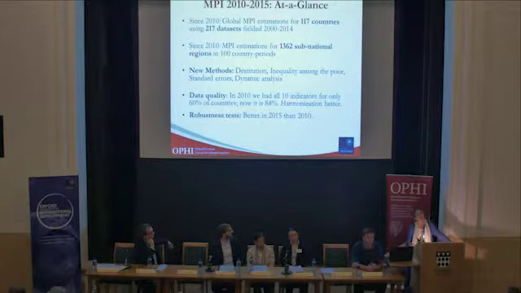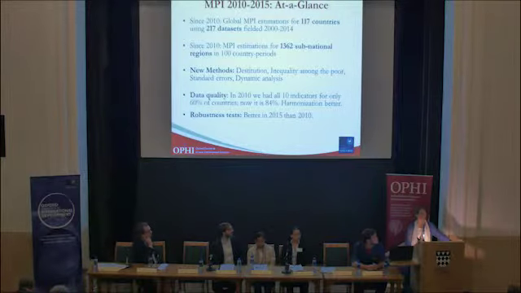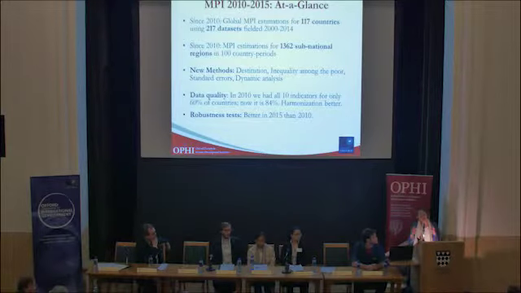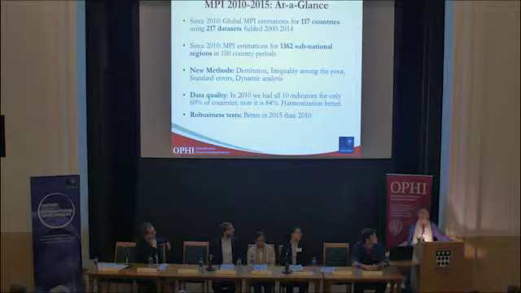Since 2010, there have been quite a number of changes. For example, we have new methodologies of destitution or inequality among the poor, of standard errors, and changes over time with consistent statistics. But there's also a hidden story, which is that the quality of data that underpins the global MPI has improved significantly over this period of nearly 5 years.